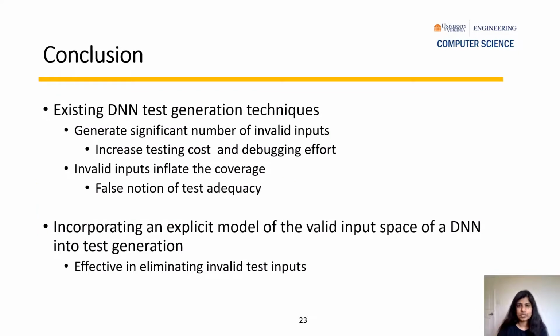In summary, we show that the existing DNN test generation techniques do not distinguish between valid and invalid inputs. They generate a significant number of invalid inputs which affect the coverage and the time to generate valid test inputs. We developed a test generation technique that embeds a generative model to generate valid test inputs. This technique is effective in eliminating invalid test inputs, increases the number of valid inputs generated, and also improves the coverage achieved by the valid tests.